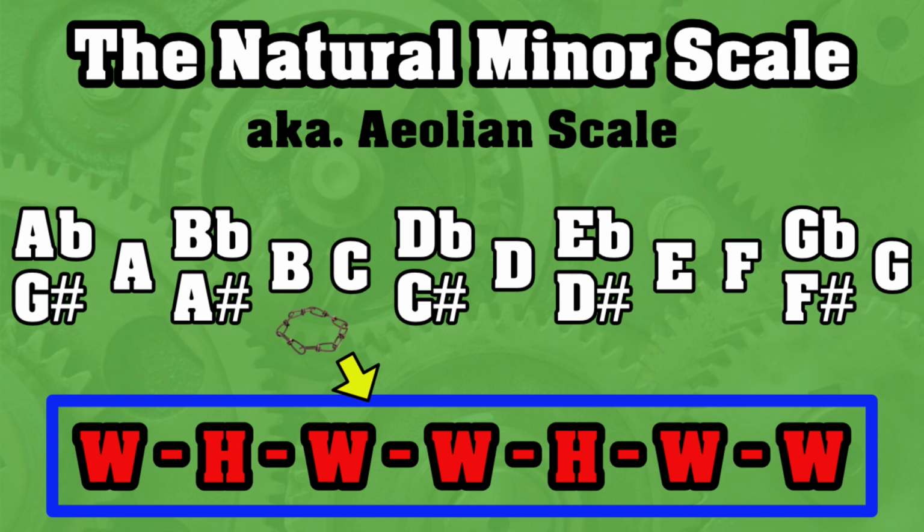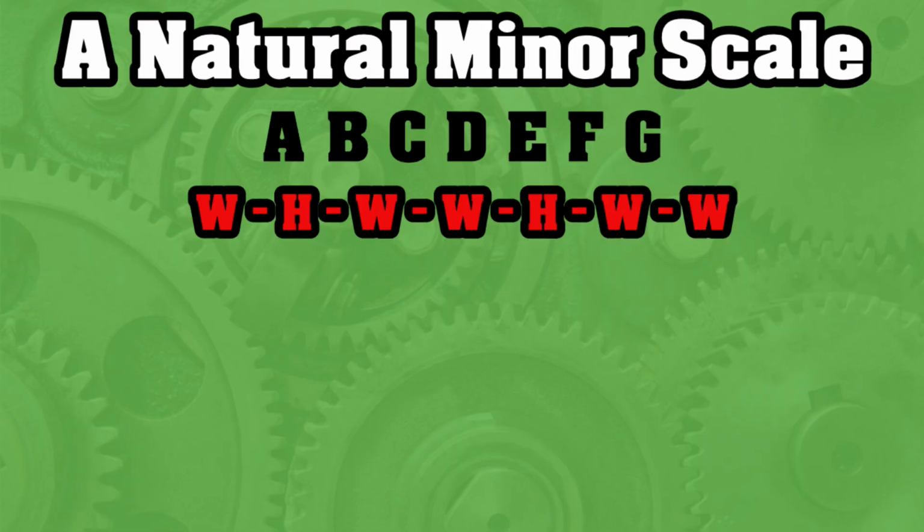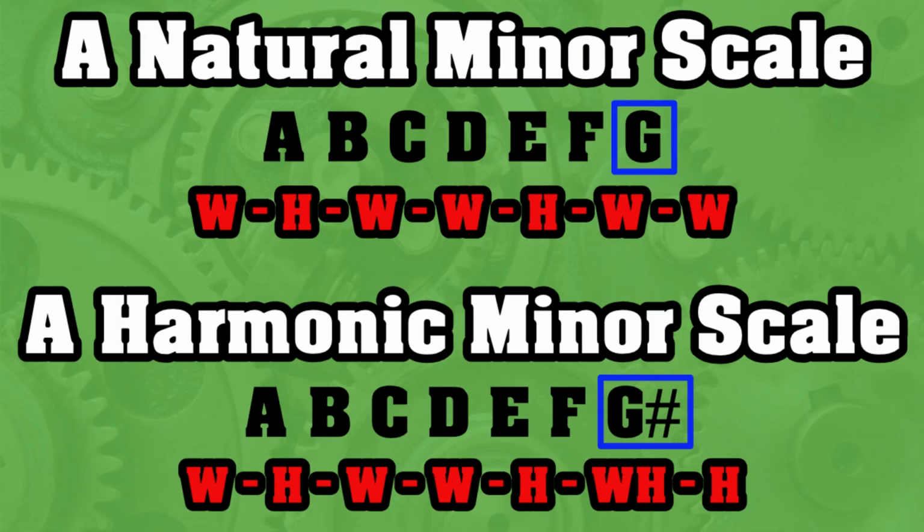We're just going to start on the note A, because when you do that and apply the sequence of whole steps and half steps, you're going to end up with a nice, pretty 7 notes: A, B, C, D, E, F, G. Beautiful. No sharps, no flats. So from this natural minor scale, if you look at the 7th note, which is a G, and you raise that by a half step to a G sharp, there's your A harmonic minor scale. Very simple. One single note difference from that of the natural minor scale.